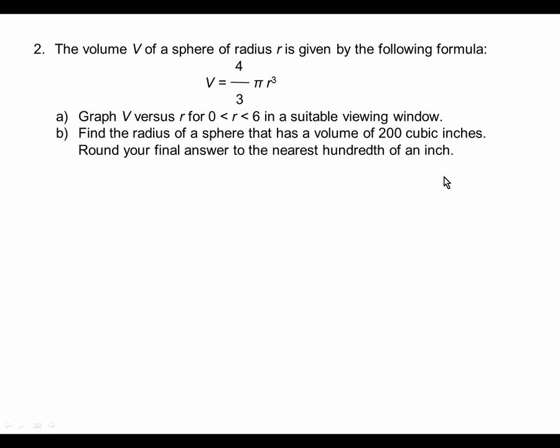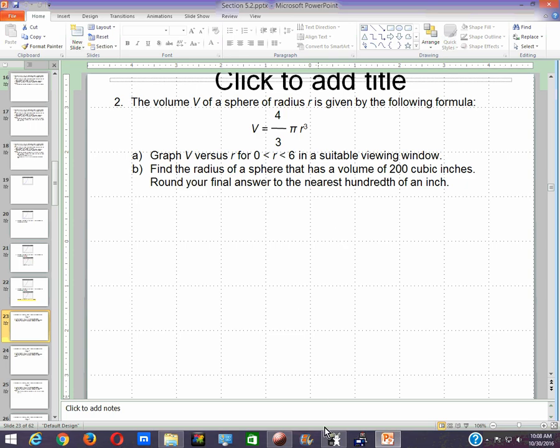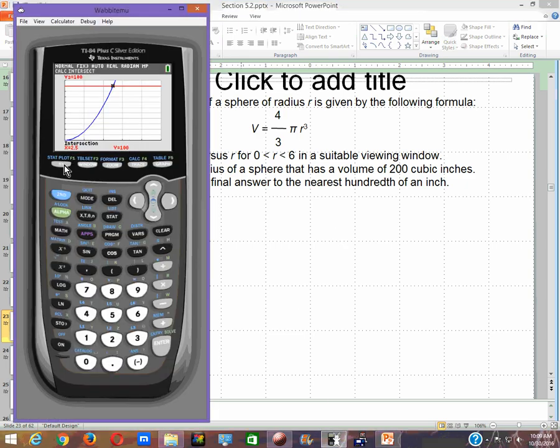And it says, find the radius of a sphere that has a volume of 200 cubic inches. Round your final answer to the nearest hundredth of an inch. Notice, for question B, I'm letting V be 200 and trying to solve for R. So let's go ahead and set up our calculator here. Clear out these y equals.